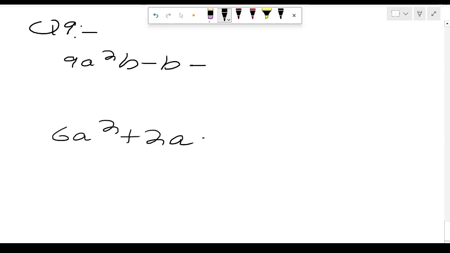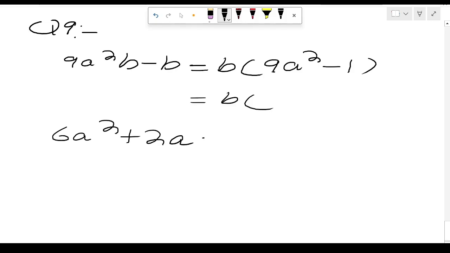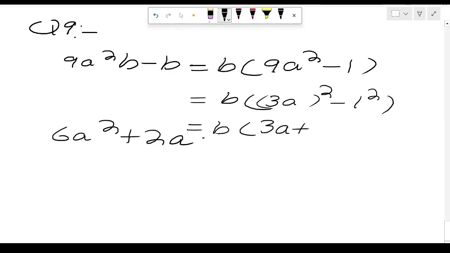So first we notice that b is a common value. We will pick b as a common value and write 9a square subtracted from 1, and then we will write b bracket. 9a square can be simplified much further. It can be written as 3a whole square subtracted from 1 square. And now we will use this in the a square minus b square formula, which gives b bracket 3a plus 1 and 3a minus 1. So this is the factorization for our first expression.